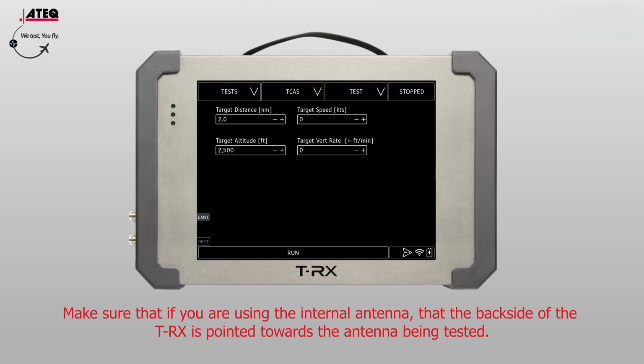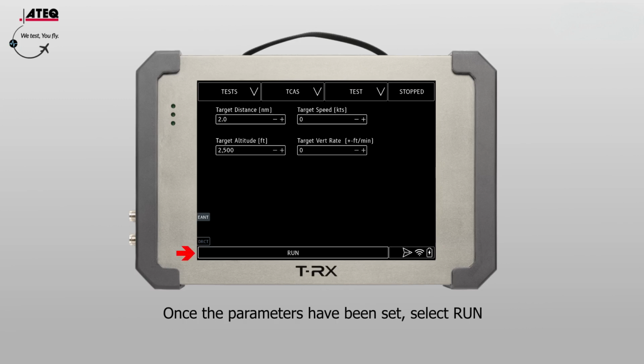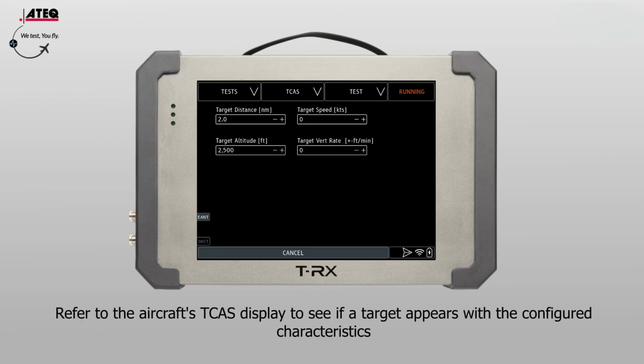Make sure that if you are using the internal antenna, that the backside of the TCAS is pointed towards the antenna being tested. Once the parameters have been set, select Run. Refer to the aircraft's TCAS display to see if a target appears with the configured characteristics.